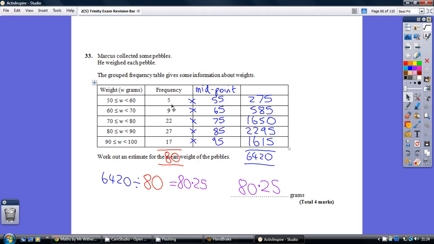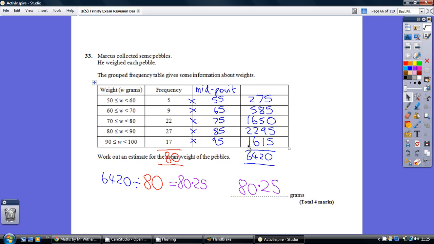So we'll assume those 5 pebbles were at the midpoint, which is 55, and so on. So basically we have to start off by working out all the midpoints. What's halfway between these two? Halfway between these two, and so on. And then we say, right, so we've got 5 pebbles that were 55, say, 9 pebbles which were 65, say, and so on. That gives us the weight of all these pebbles, which if we then add that all up, we get this as a total weight of all the pebbles. But that is an estimated weight because we've assumed all these pebbles weighed exactly halfway in the group.